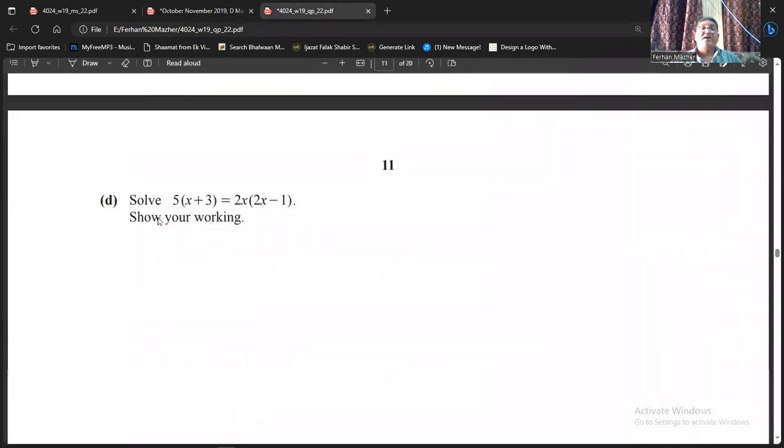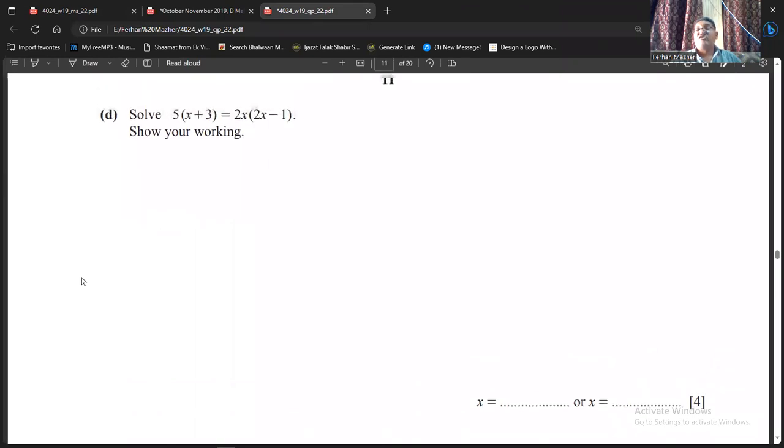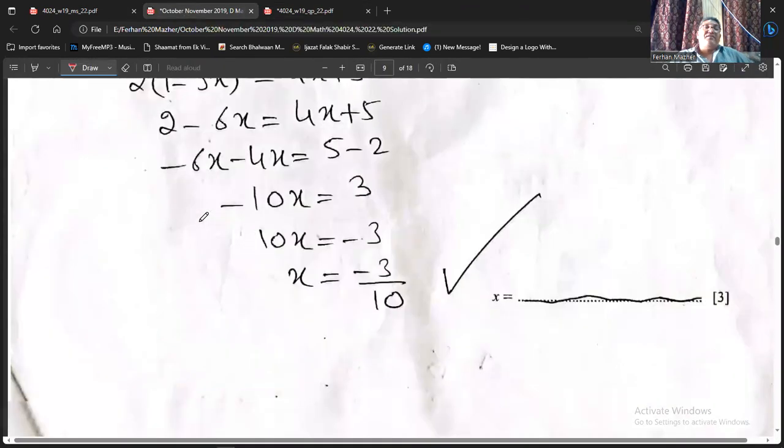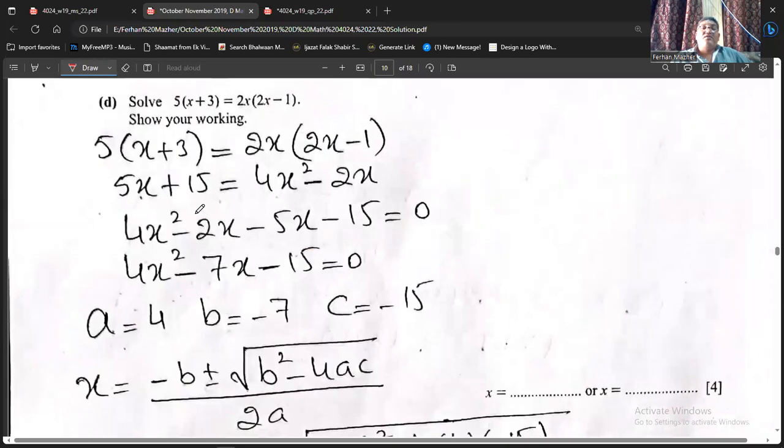Okay, so we are going to the next part. That's question number 6, part D. He says solve. So we have 5(x plus 3) equals 2x(2x minus 1). We will open these brackets and then we will be able to solve it. It will be 5x plus 15 equals 4x squared minus 2x. So 4x squared minus 2x minus 5x minus 15 is equal to 0. 4x squared minus 7x minus 15 is equal to 0.